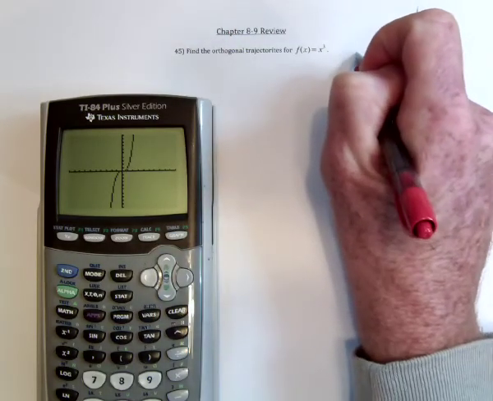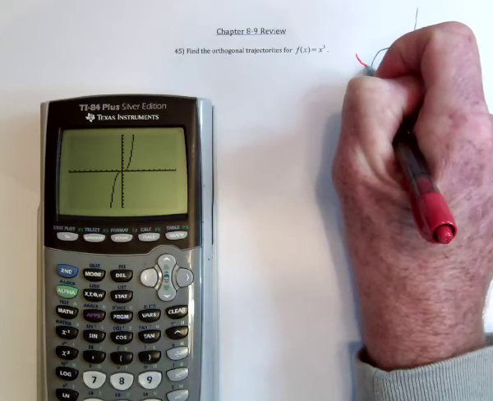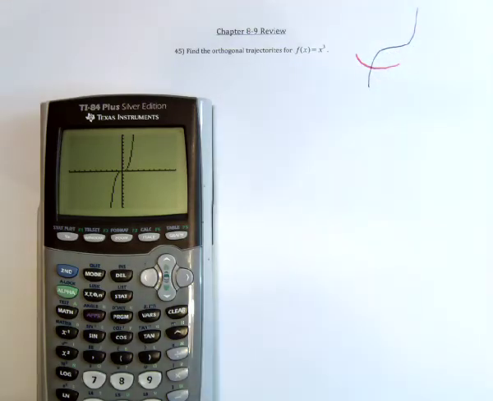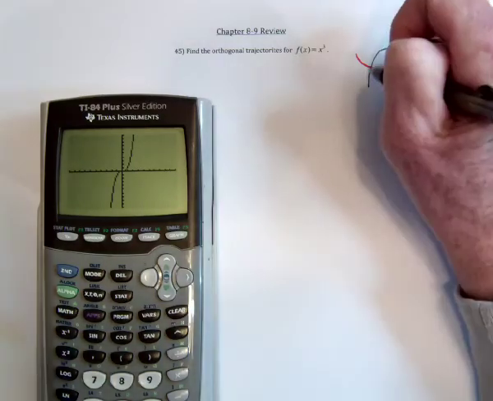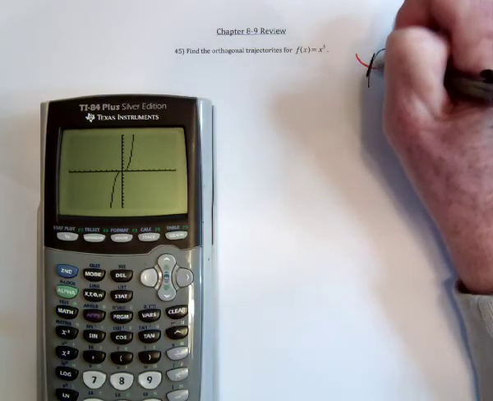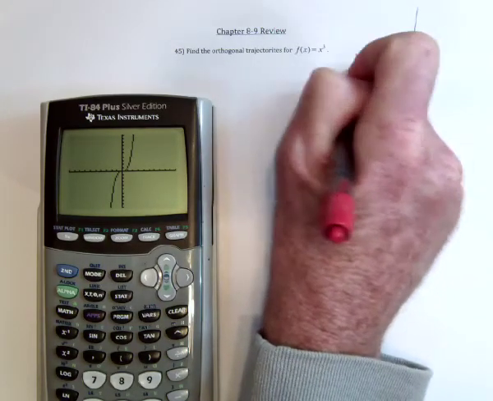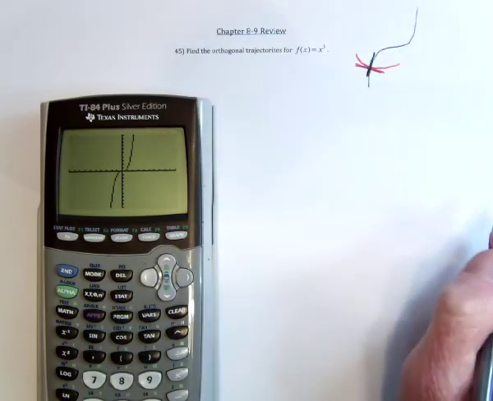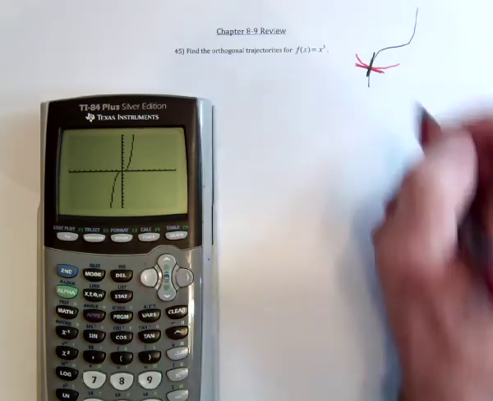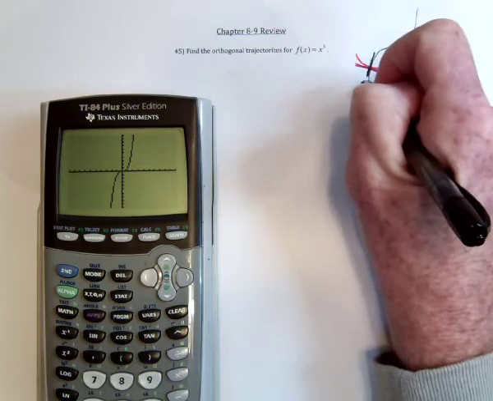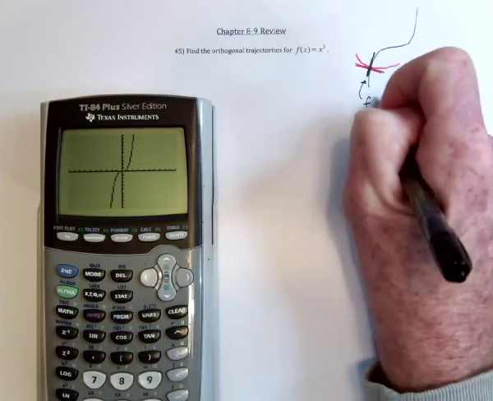So would it be a curve that looks like this, so that when they cross, if you looked at their tangent lines, this one's tangent line would look like that, compared to this one's tangent line, and that they cross at 90 degrees. Well, for this one's tangent line, we would need the derivative.